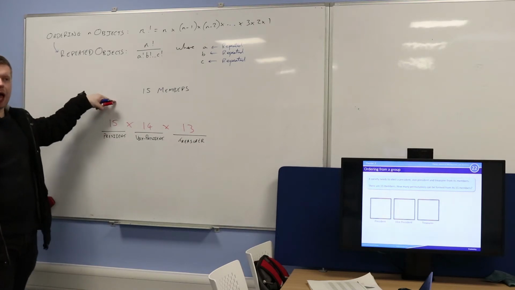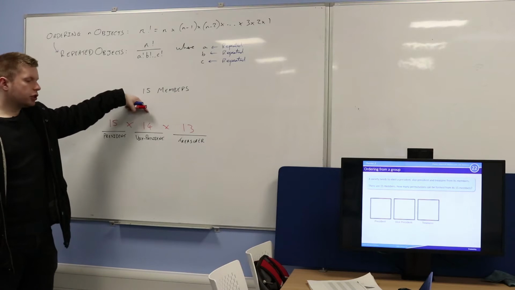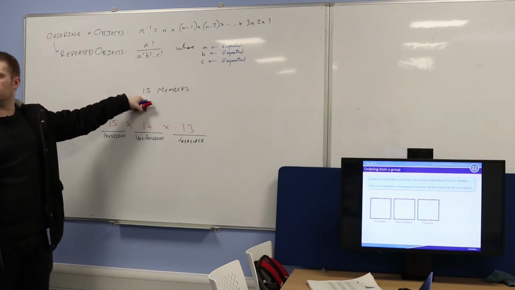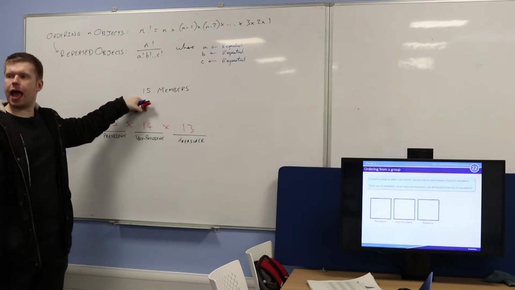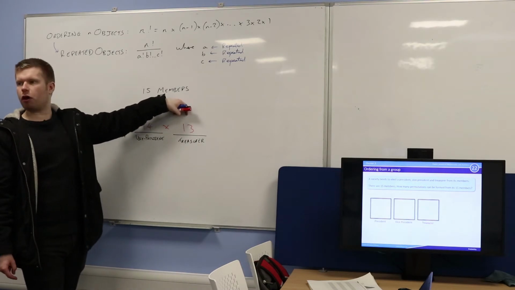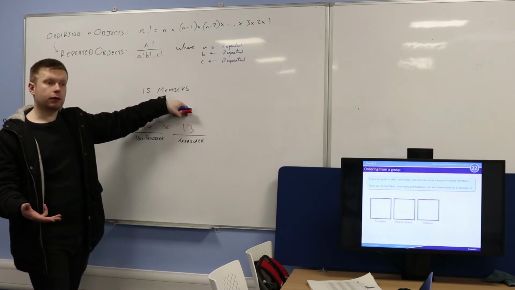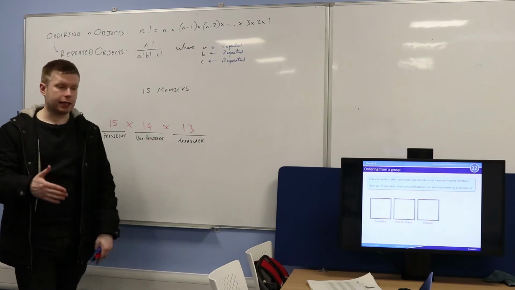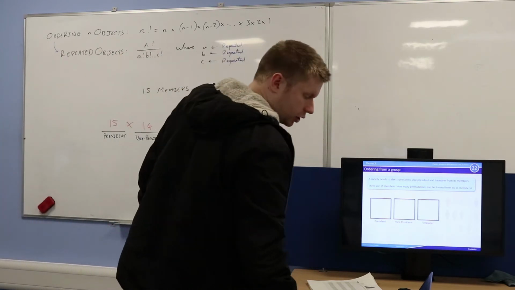Then we choose someone to go there. So how many people are left to choose from to put in the second position? 14. And then we put someone in there. So how many people are left to choose from to put in that third position? 13. Okay? So you just multiply all of these things together.